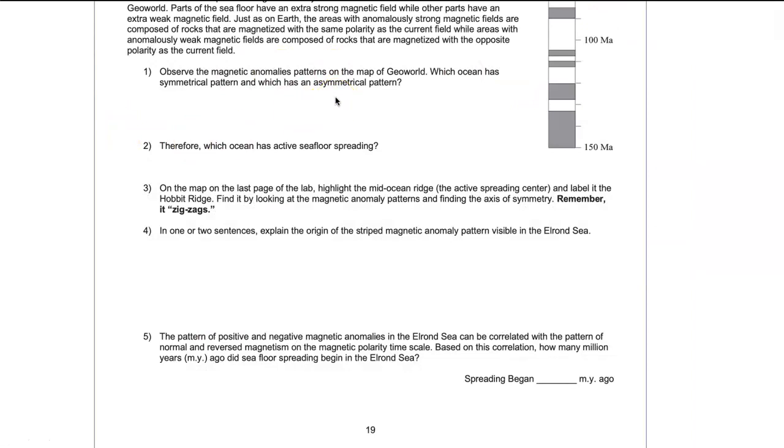And which one has the asymmetrical pattern? That would be the Aragorn Ocean. So which one has active seafloor spreading? I'll let you answer that.